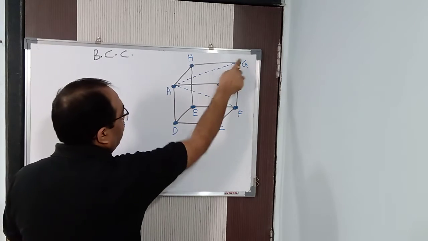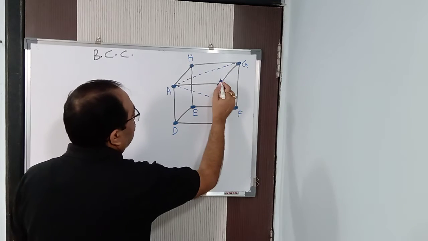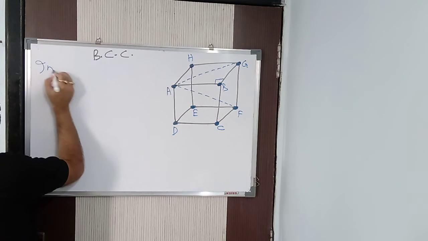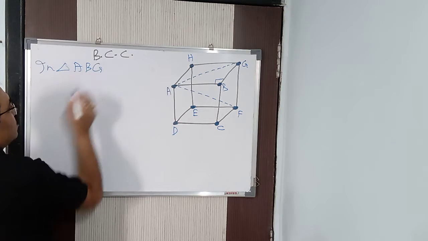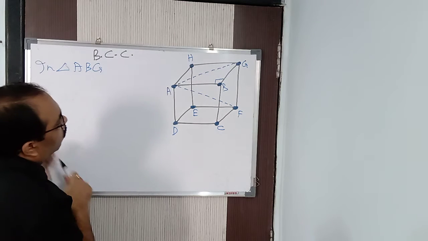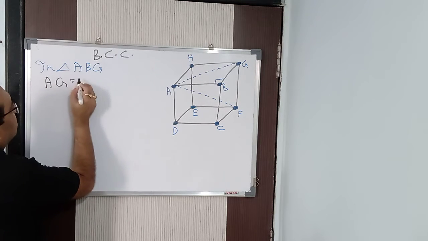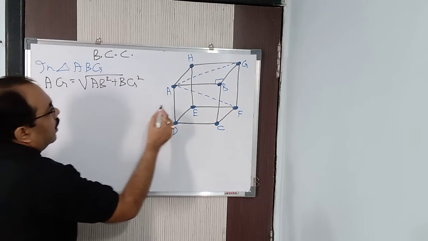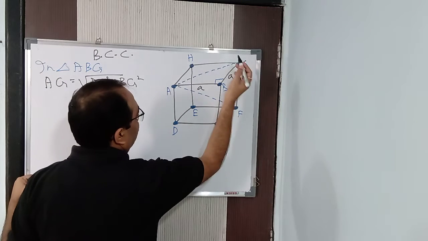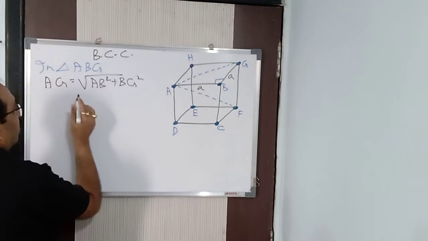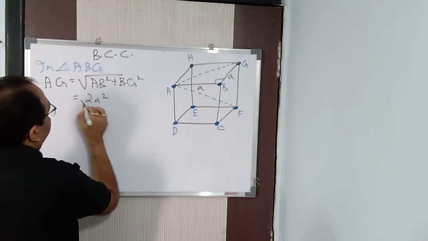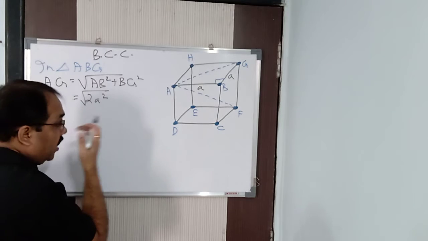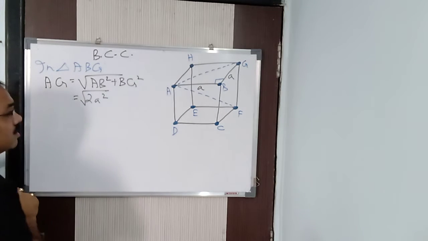So here first I will take triangle ABG. You can see that. So you know that this angle is 90 degree. So in triangle ABG, as you can see, AG is equal to root over of AB square plus BG square. And you know that AB, all these are nothing but your A, edge of the unit cell. So AG will be root 2 A. But we are not interested in AG. That is not our purpose.